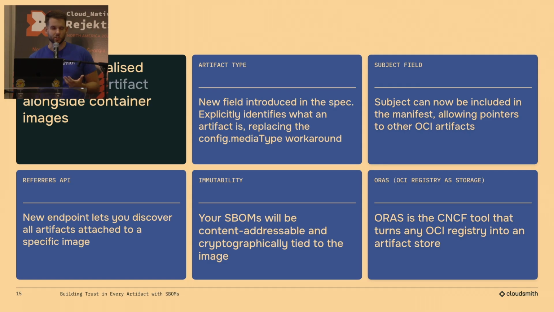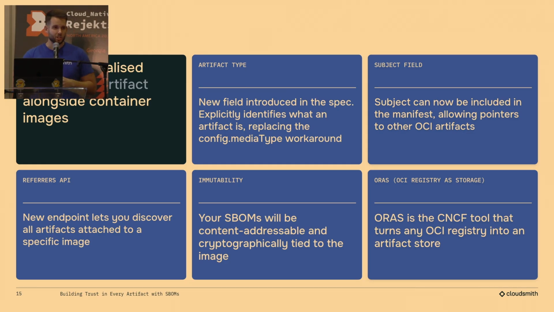But tags, they're not immutable. They can change, so that's sometimes not great. But in OCI v1.1, by adding this new field, you can actually say, this artifact that I'm pushing here is related to this one here, and you can create those relationships on the registry.